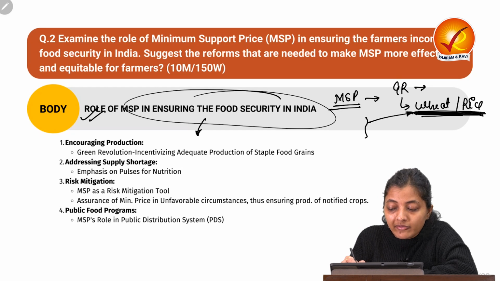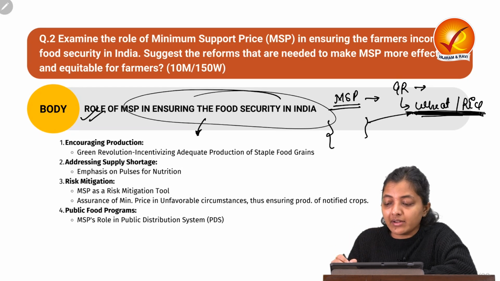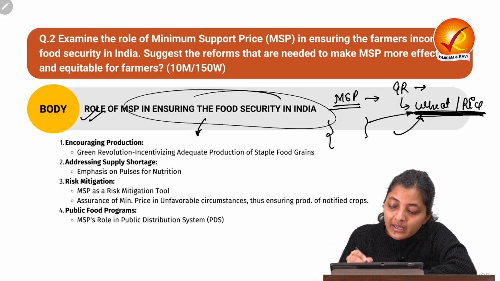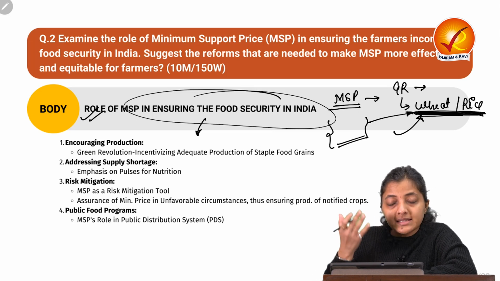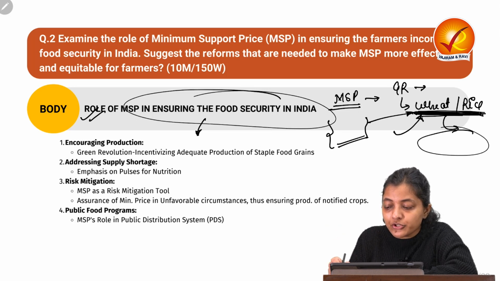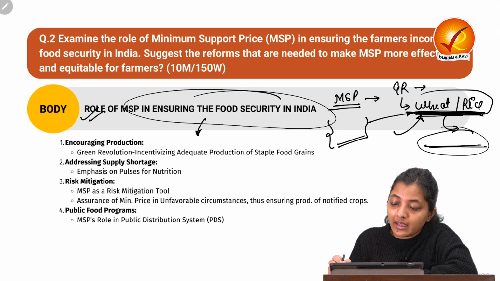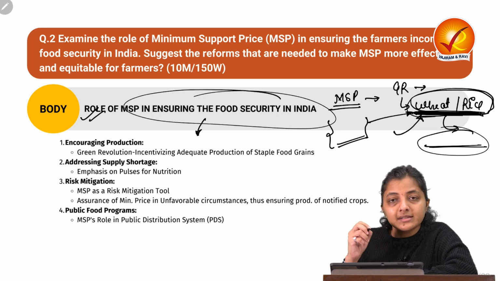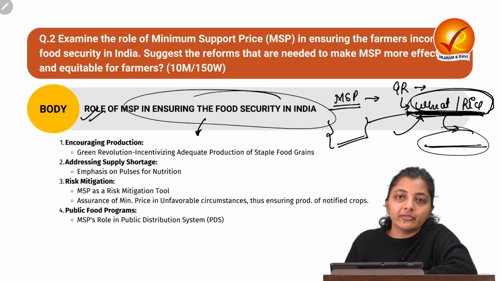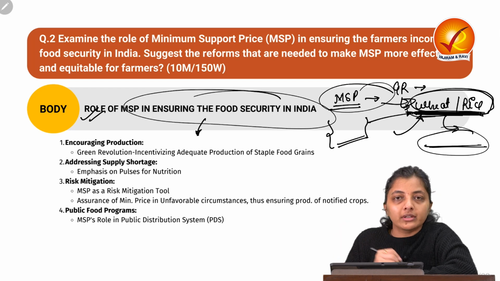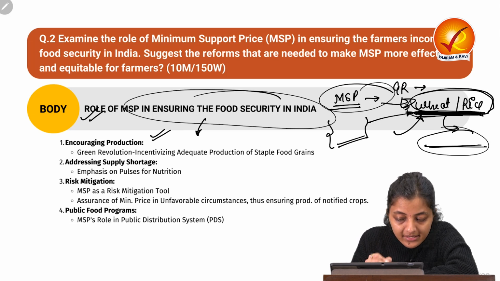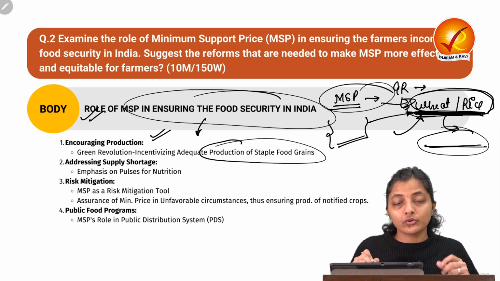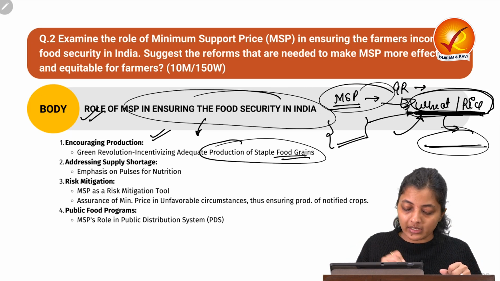The farmer also feels very much incentivized that if I sow these products, I'll get maximum benefits. Via these farmer incentives, this also ensures the food production required of rice and wheat for ensuring the food security of India. This MSP is ensuring this. So it encourages production and incentivizes the farmer so as to get adequate production of these staple food grains.